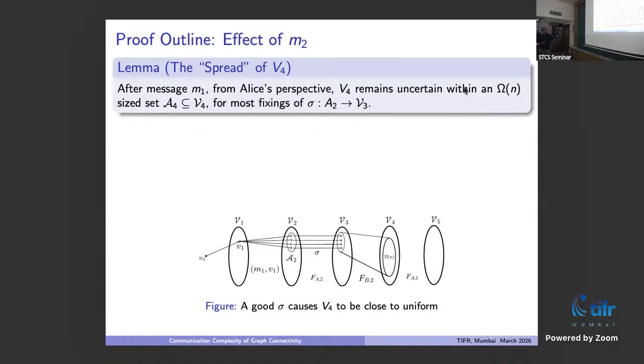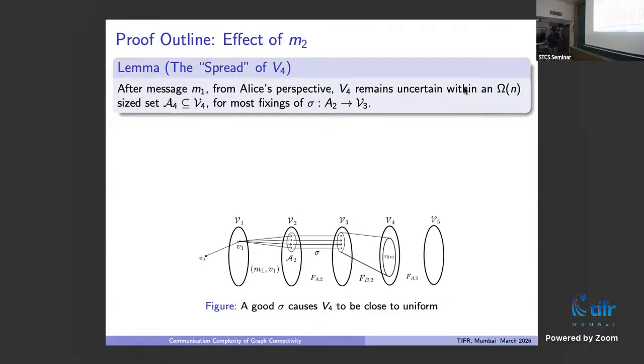What we're going to say is that once Bob sends a message, for most subrectangles where sigma is fixed, what is Alice going to see? Alice is going to see that V4 is uncertain in an omega n size set. Okay. So this is just after the first message. Alice is seeing that the set of possibilities for V4 is of omega n size. What can she possibly do to tell Bob about V5 in the next step? She can't do much because she has only epsilon log n bits. Bob should know V5 exactly out of it. So she cannot effectively communicate what V5 is out of all of these omega n possibilities.